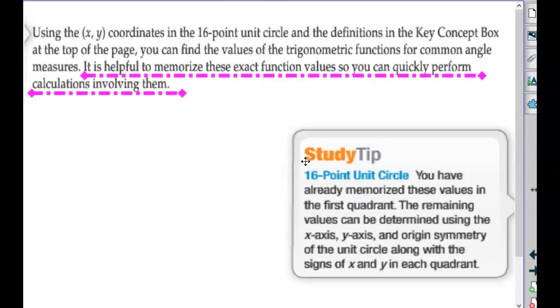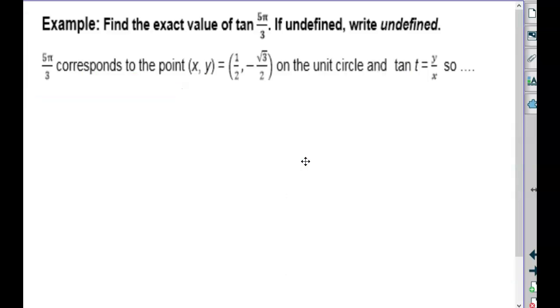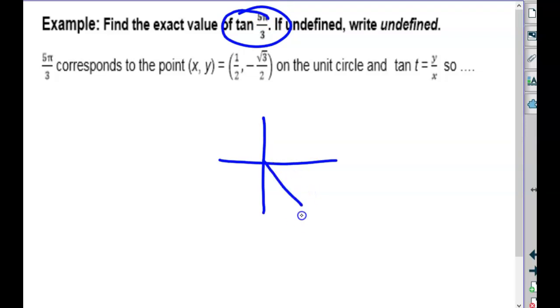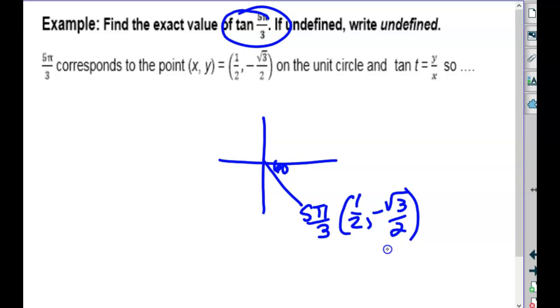All right. It just says here, it's very helpful to have the unit circle memorized. You can quickly perform calculations involving them. All right, this wants the tangent of 5 pi over 3. 5 pi over 3, where is that on your unit circle? Down here, isn't it? Everybody find it? Because this is a 60, I'm thinking I went down further. So I went to the right 1/2 and down square root of 3 over 2. Is that right, guys?